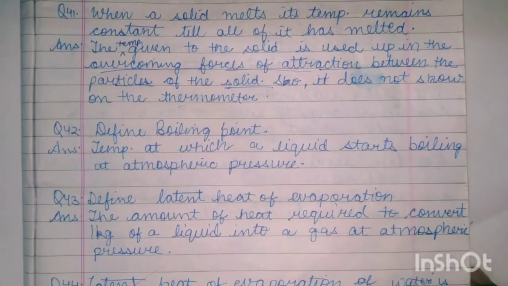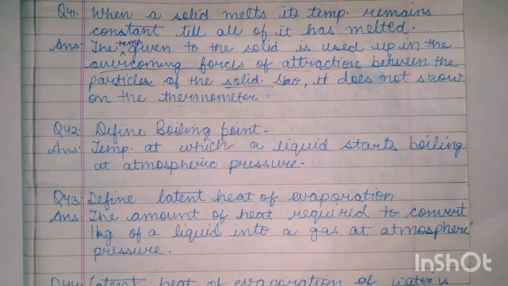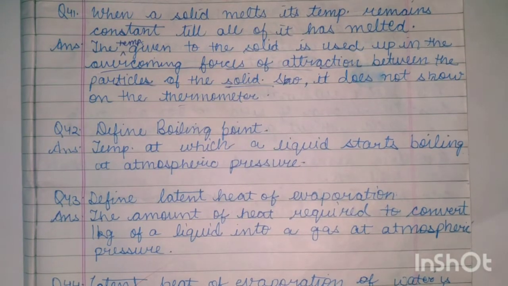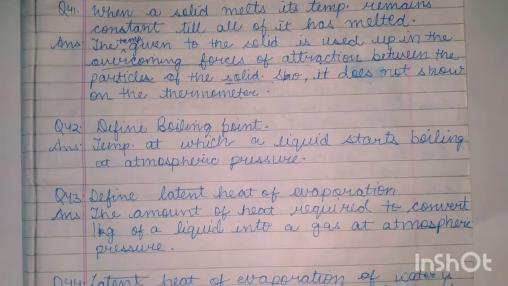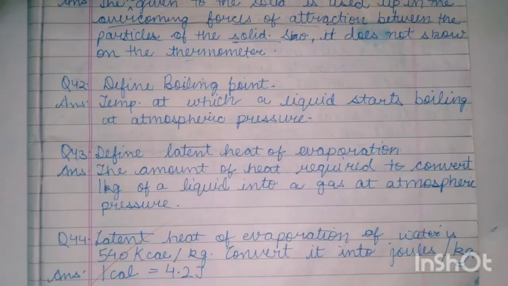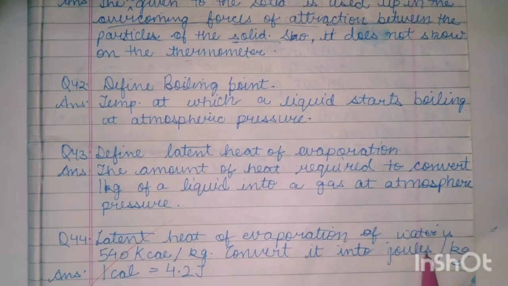Define latent heat of evaporation. We have studied latent heat of fusion, that is of melting. What is evaporation? The amount of heat required to convert 1 kilogram of liquid into a gas at atmospheric pressure is your latent heat of evaporation. Latent heat of evaporation of water is 540 kilocalorie per kg. We are given this information and we have to convert it into joules per kg.